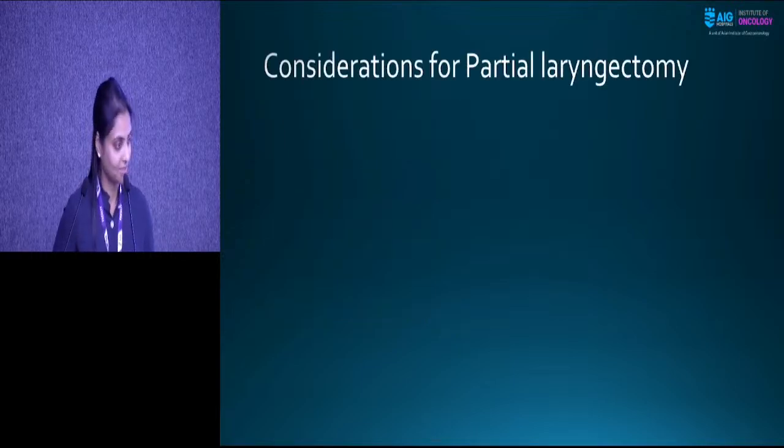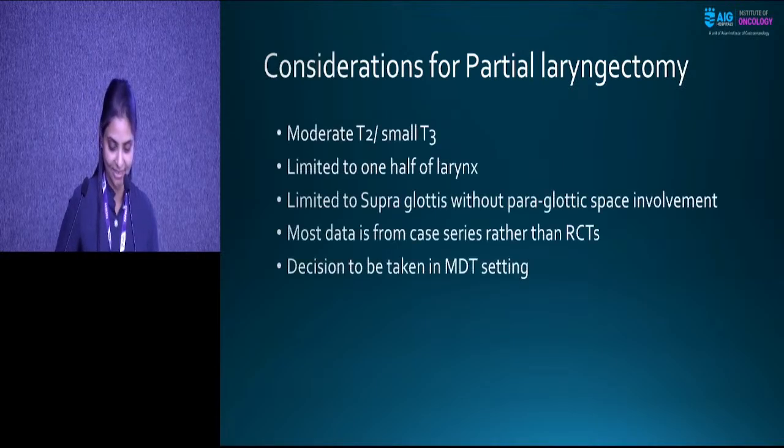So sir has clearly elucidated everything in detail. This is exactly what the next slide says: moderate T2 or small T3, just in case the patient is fitting the criteria, limited to 1/2 of the larynx, limited to supraglottis without paraglottic space involvement. That's exactly what Dr. Naik was talking about.